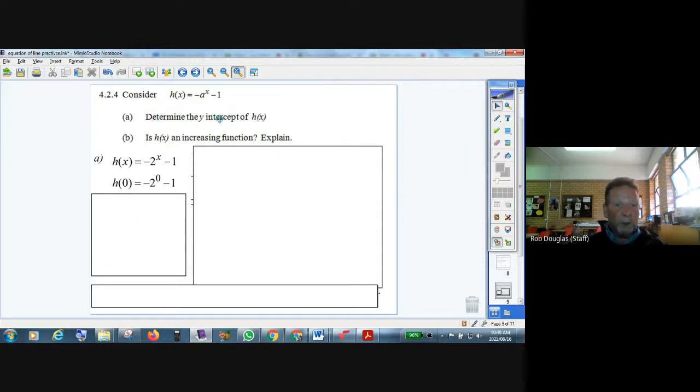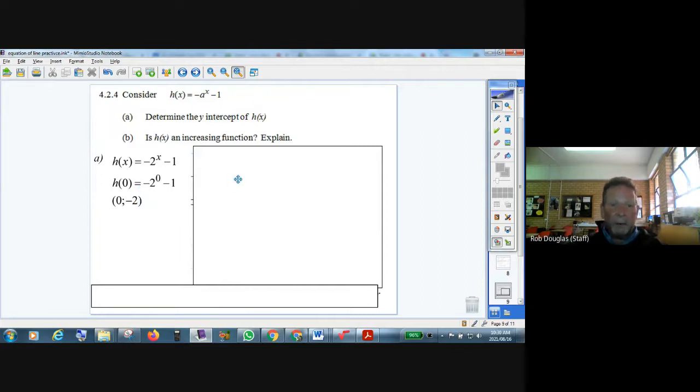The first question is actually pretty easy because it says find the y-intercept. So all we do is rub out the x and put a 0. That's minus 2 to the 0 power. 2 to the 0 power is 1, and minus 1 is minus 2. So the first question was just find the y-intercept, and that's easy.